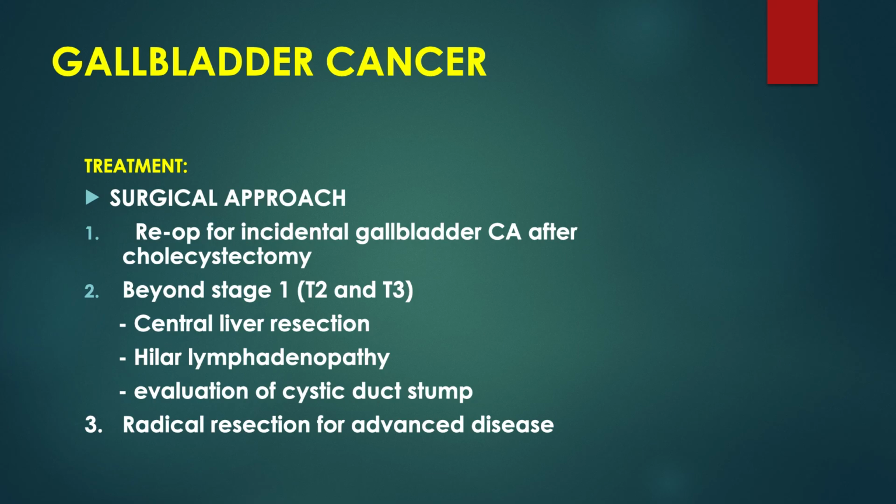Re-operation for incidental gallbladder cancer after cholecystectomy is also done. And for patients with beyond stage 1 disease, that is T2 and T3, central liver resection, hilar lymphadenectomy, and evaluation of the cystic stump is done. Radical resection is done for advanced diseases.